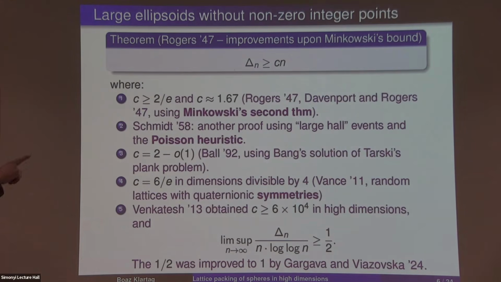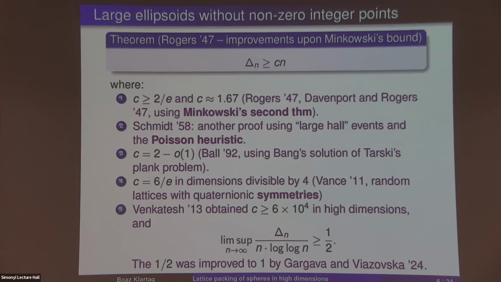Okay, Rogers improved it by a constant factor. I also explained Rogers' proof. Rogers used Minkowski's second theorem, successive minima, for improving this by a factor of n. And along the years, there were improvements of the constant. Rogers got 2 over e and then Davenport 1.67. Then Schmidt gave a very nice paper where he analyzed large events that are pretty rare, with very small probability, and introduced a Poisson heuristic for this problem, which is very useful.